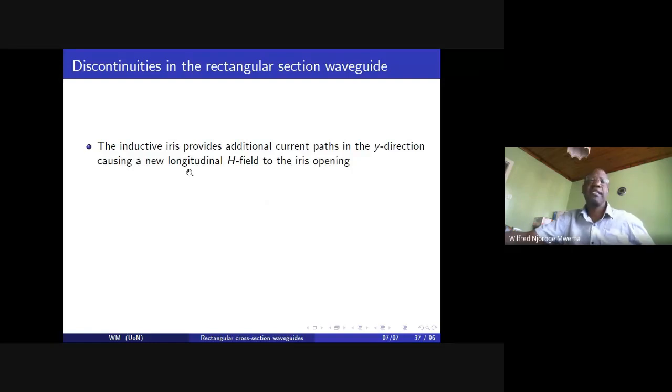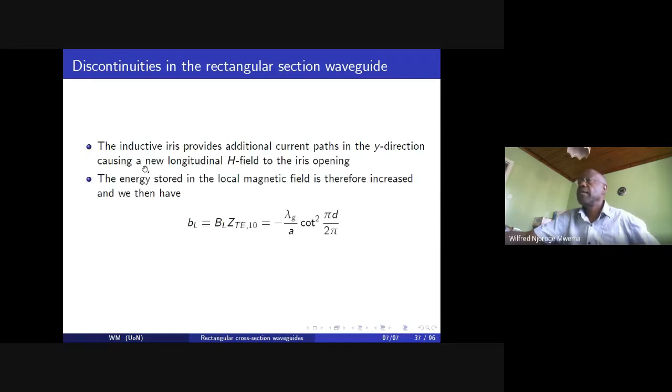The inductive iris provides additional current paths in the Y direction, and therefore it causes new longitudinal H fields along the iris opening. The energy stored in the local magnetic field will therefore be increased, and we then have an inductive susceptance normalized to the wave impedance, given by minus λ_g/a times the cotangent squared of πd/2a.